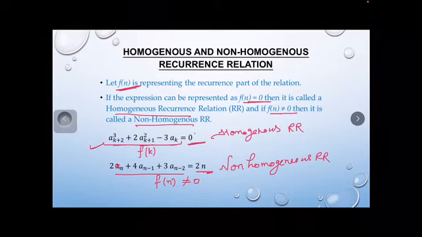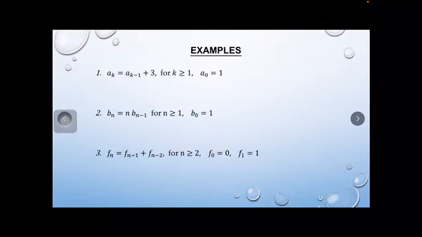Clear? Now we take some examples, and here you have to find the order, the degree, whether it is homogeneous or non-homogeneous, and whether the coefficients are constant or non-constant. Our first example is the recurrence relation a_k = a_{k-1} + 3, and the initial condition is given, a_0 equal to 1. First you tell me what is the order of this recurrence relation.